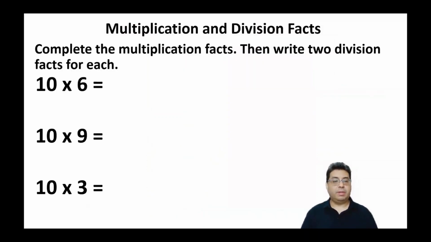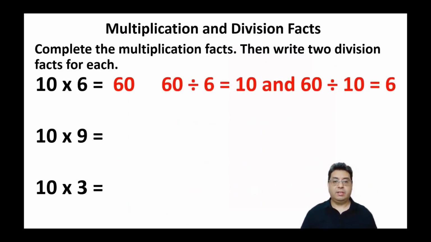So for this problem, we're going to complete the multiplication facts, then write 2 division facts for each. So we're just going to do exactly as it says. We're going to take 10 times 6, which equals 60, and then write the 2 division facts, just like I showed you earlier in the video, and that's these here. 60 divided by 6 equals 10, and 60 divided by 10 equals 6.